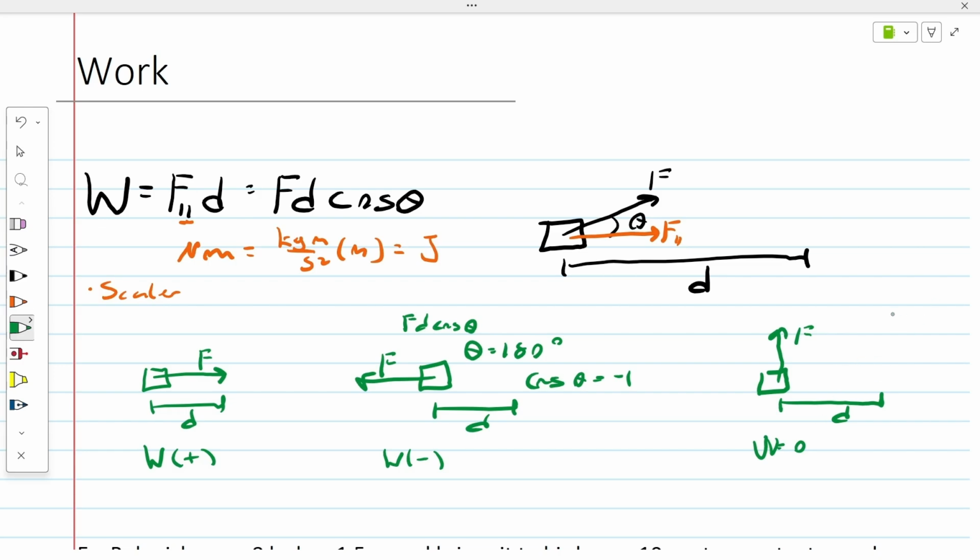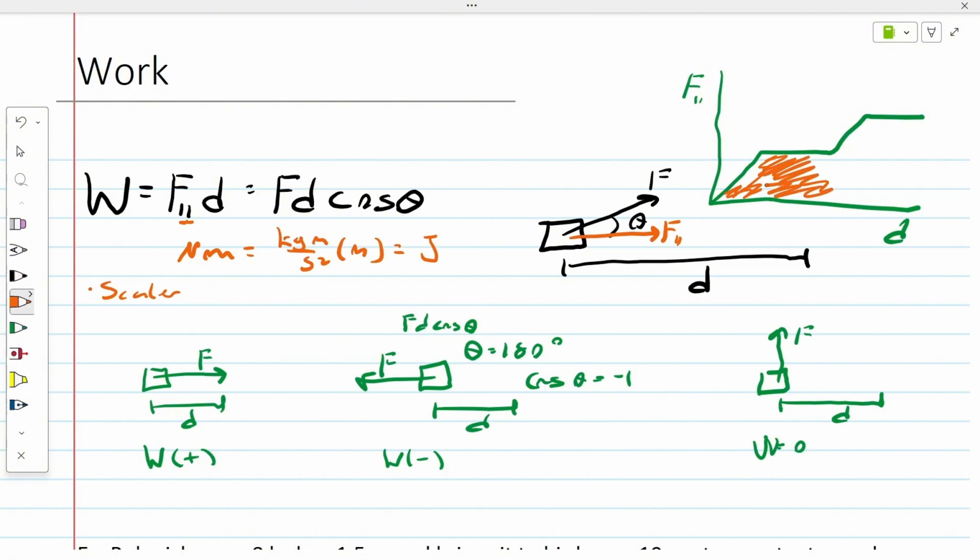And so one last thing to discuss, if you have a graph of force versus distance, let's say it just looks something like this. If you wanted to find the work, we know the work equals the force times the distance. So as long as this force is the parallel force to distance, the area under the curve will be equal to the work done over this certain distance. So if you're ever given a graph, you can find the work graphically by finding the area.